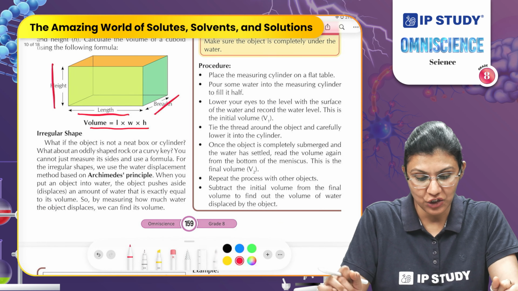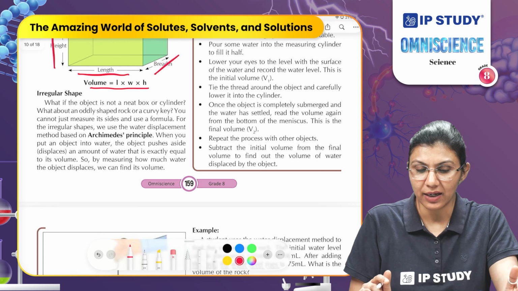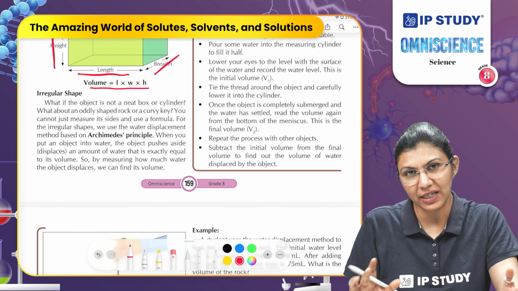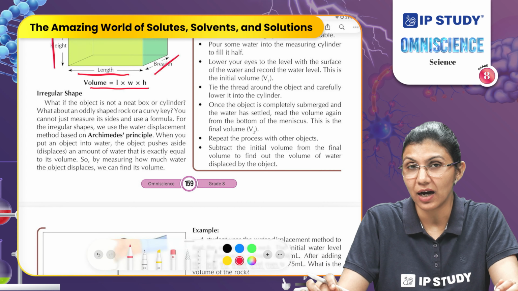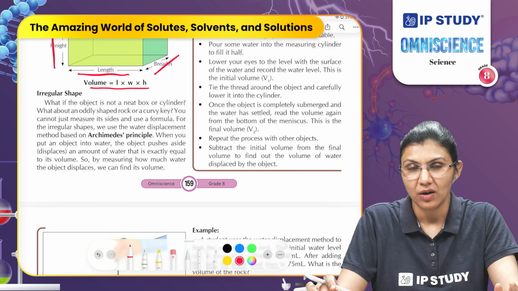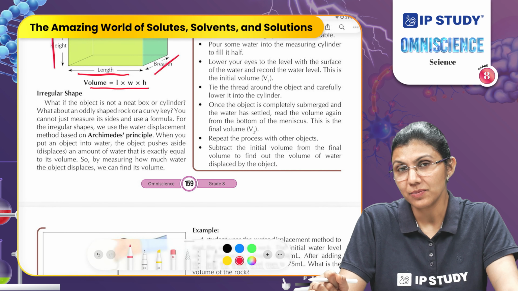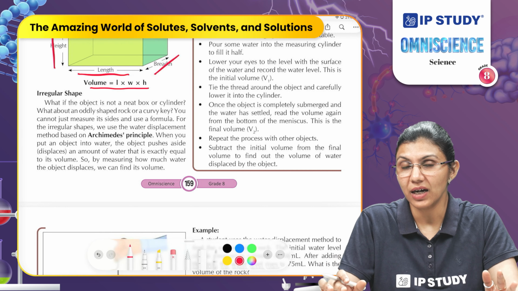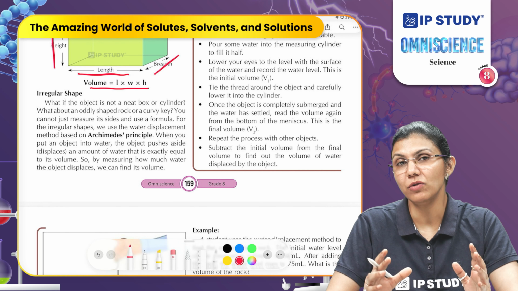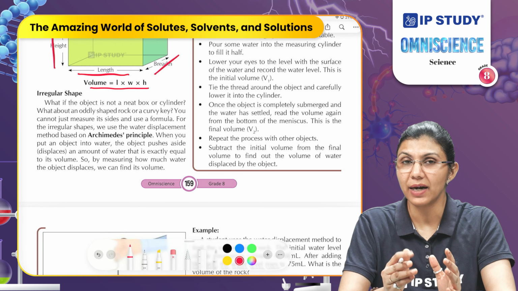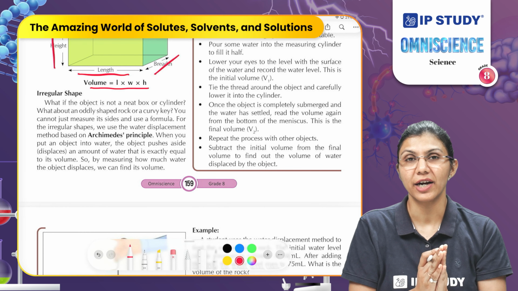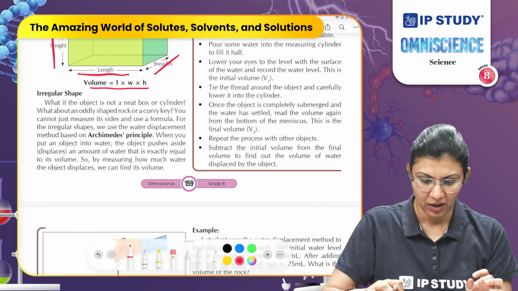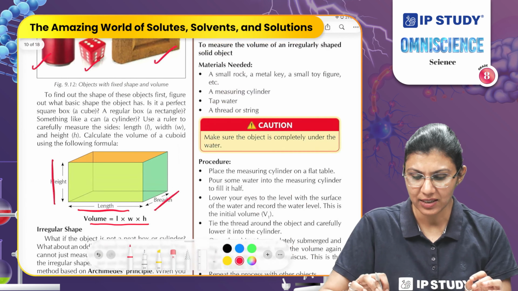For irregular shapes, what if the object does not have a neat, fixed, definite shape? In that case, we use Archimedes' principle. What is Archimedes' principle? Here, we refer to the amount of water displaced by any object when it is kept in the water to find out its volume. We can understand this using an activity.